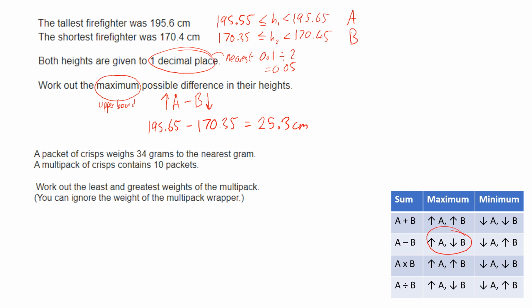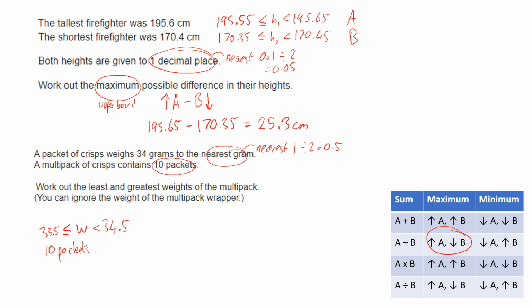Let's look at a similar one here. A packet of crisps weighs 34 grams to the nearest gram, so that's to the nearest 1. If we divide that by 2, we get a half. So the weight is somewhere between 34.5 and 33.5. A multipack contains 10 packets. That's not been rounded at all, so you don't need to say that's between 10.5 and 9.5 or anything. That hasn't been rounded. What are the least and the greatest weights of the multipack?